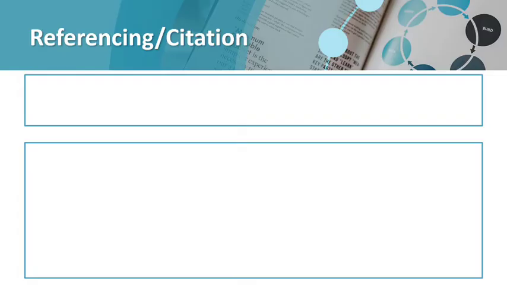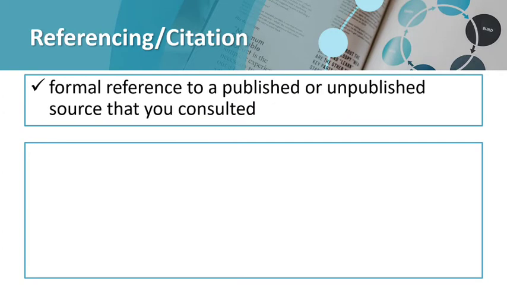Referencing or citation is actually a formal reference to a published or unpublished source that you consulted and obtained information from while writing your research paper. Therefore, referencing is a way to provide evidence to support the assertions and claims in your own research.